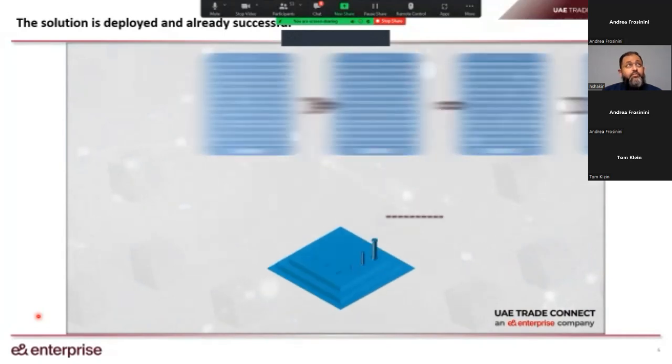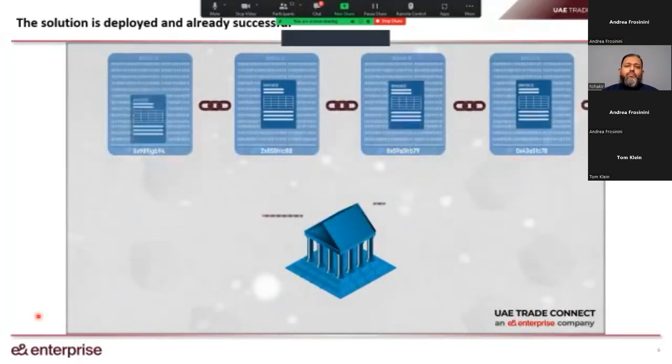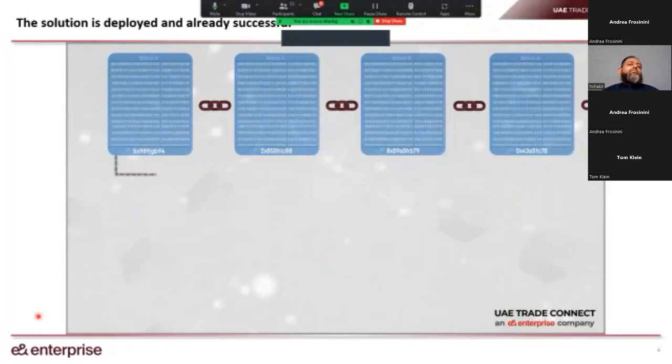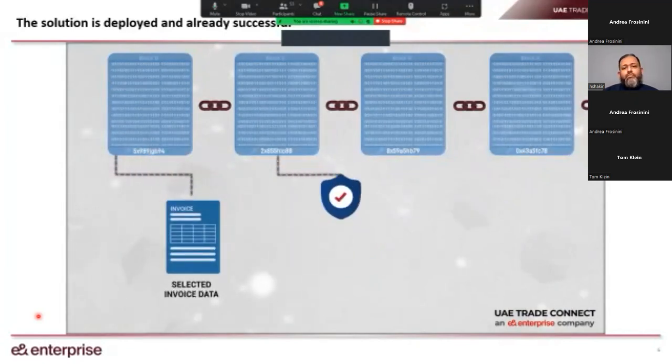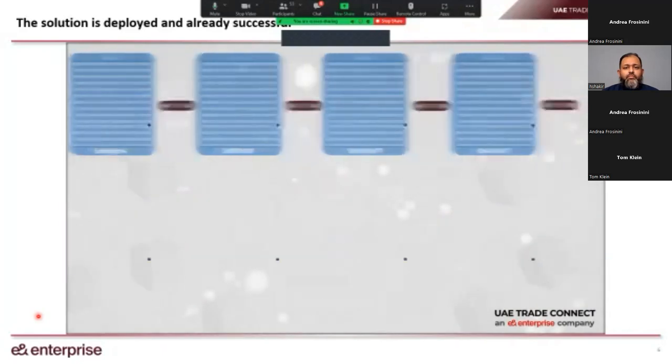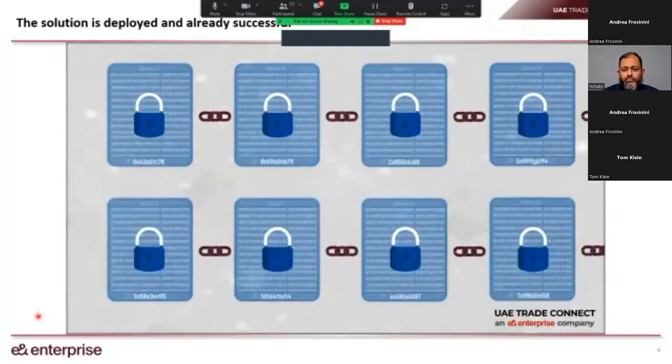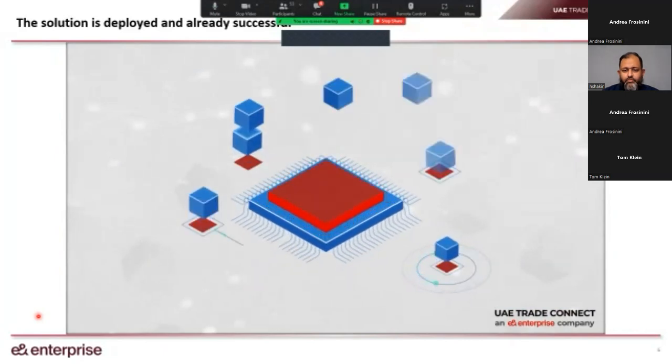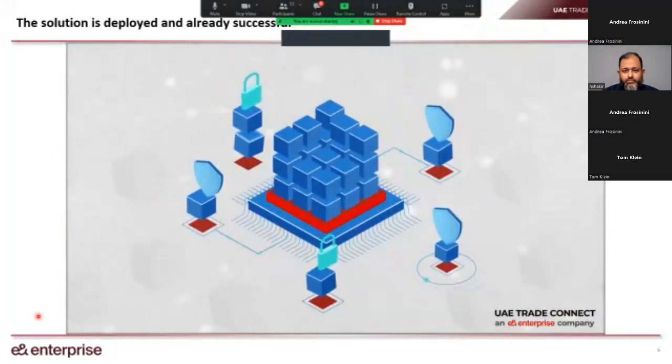5. Final action taken by the bank with respect to financing the invoice is securely saved onto the blockchain. The selected invoice data, risk assessment outcome, and the final action taken by the bank is chronologically stamped onto the blockchain network, and that, combined with the immutability of data, ensures tamper-proof and distributed storage of sensitive information.